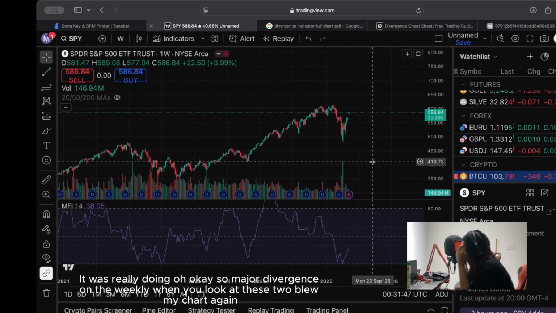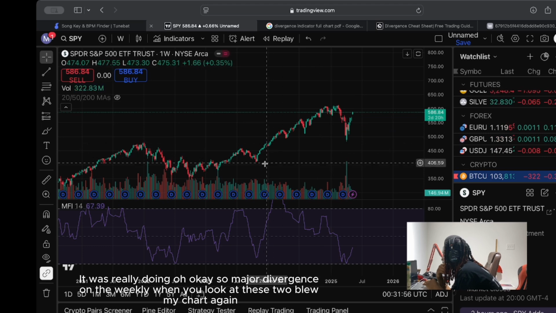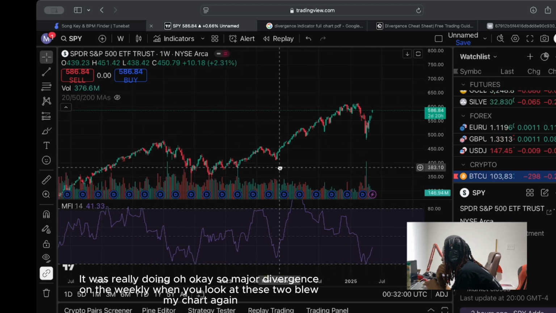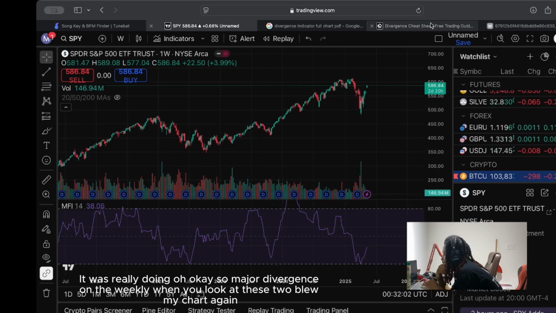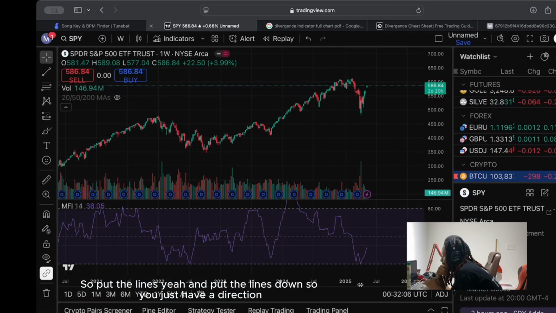Whoa, okay. Major divergence on the weekly. When you look at these two, let me pull up my chart again. Let me put the lines down so I can have a direction.